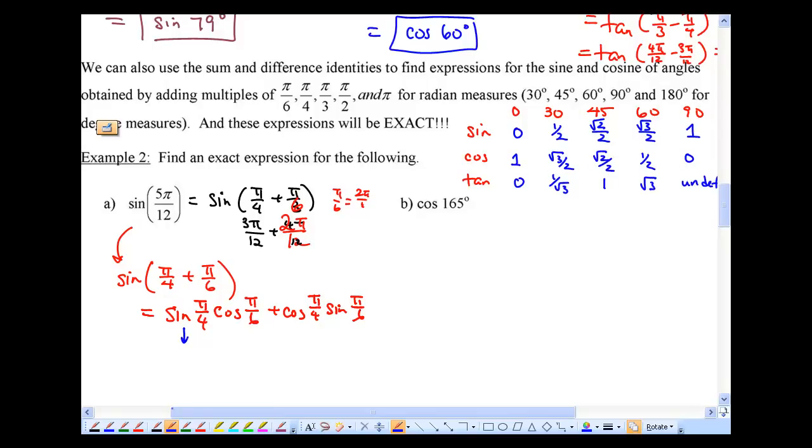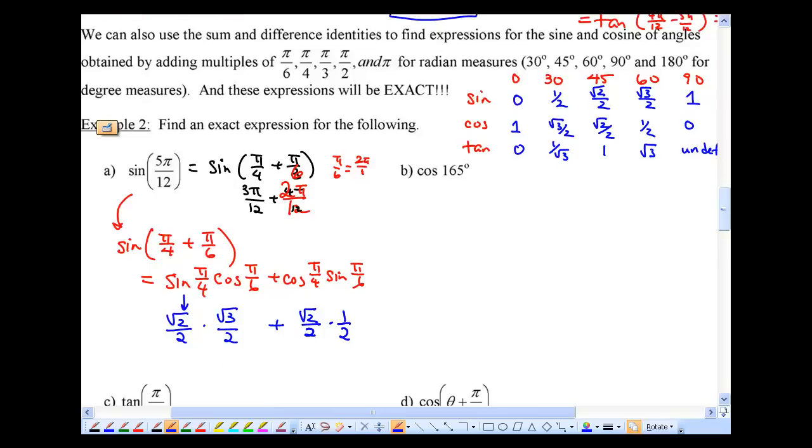Sine pi over 4, that seems to be root 2 over 2. Cosine pi over 6, that's 30 degrees, that's just root 3 over 2. Cosine of pi over 4, that's root 2 over 2. Sine of pi over 6, that's just 1/2. And if I ask you to simplify this, root 2 times root 3 is root 6 over 4. Root 2 times 1 is just root 2 over 4. Since everything is over 4, we can combine the numerators together, and there you have it. This is sine of 5 pi over 12 as an exact value. Okay?